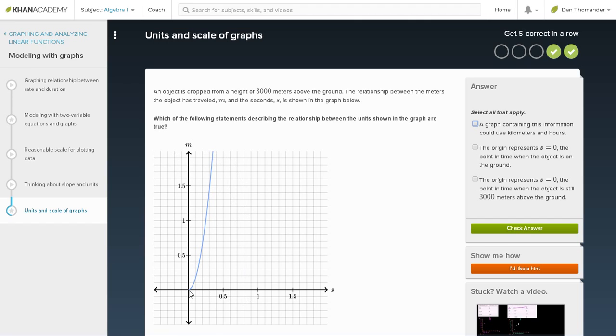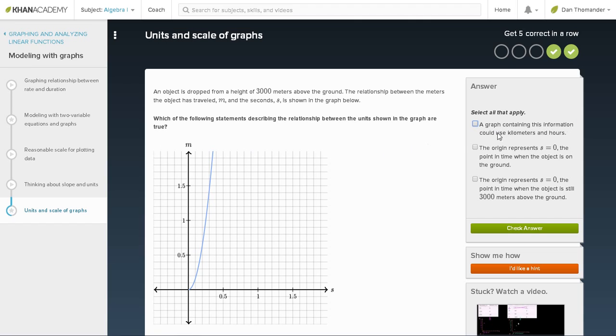So this is the change. This is represented as the distance the object has traveled, and obviously starting at 3,000 meters. That doesn't really matter other than to understand the situation. As far as our scale is concerned, this is just from where it was dropped. And S is time in seconds. Now, which of the following statements describing the relationship between the units shown in the graph are true?